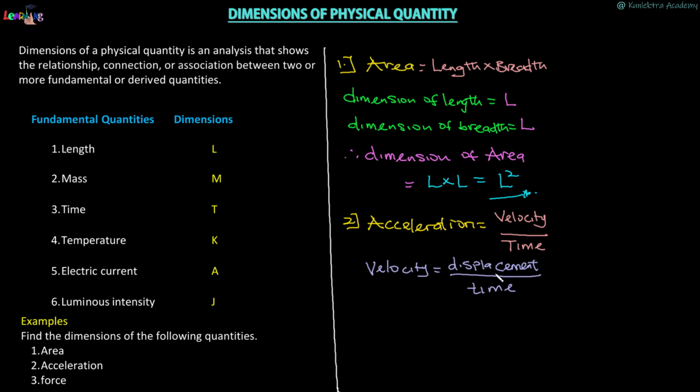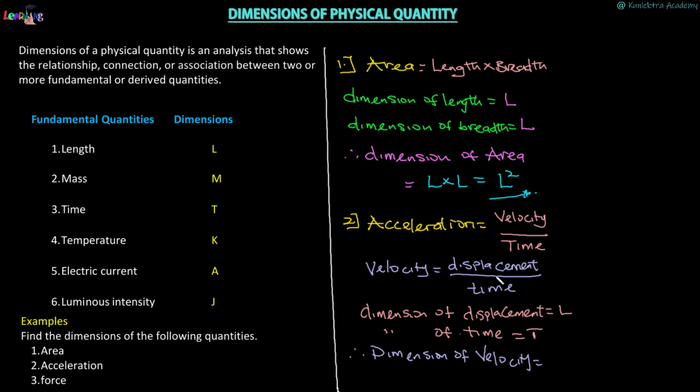Now, do we have the dimension of displacement in the fundamental quantities? Yes. Here, displacement can also be measured in meter. Therefore, the dimension of displacement will take the value of the dimension of length, which is L. Dimension of displacement is L. Then dimension of time is T. Therefore, dimension of velocity is what? Displacement over time, which is L over T.